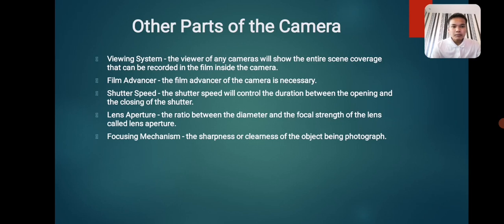And the last of the other parts of the camera is focusing mechanism, the sharpness or clearness of the object being photographed. Ang sharpness and clearness daw ng isang nakuha ng litrato ay nakadepende sa focusing system ng ating ginagamit na camera.